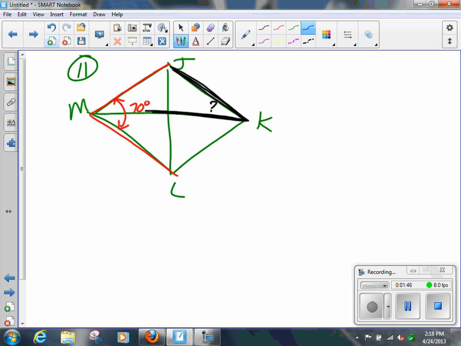Now, can I divide 70 by 2? Yes. Why? What does this diagonal do? It bisects this angle, so that means that both of those little angles are equal to what? 35 degrees each.